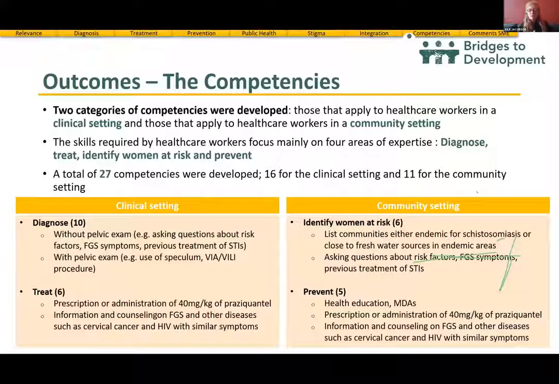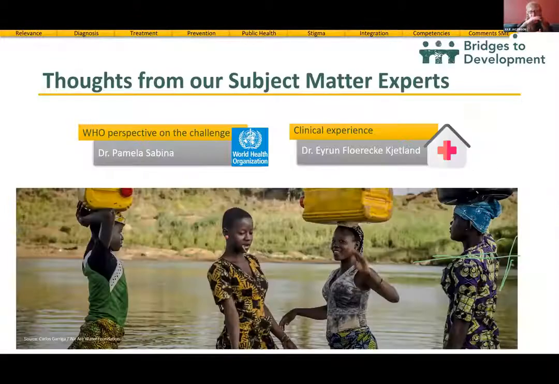So a total of, we had at one point, I can't remember how many, but a lot of competencies. We worked with these, put them into categories, simplified them, and ultimately ended up with 27 competencies. 10 of those fit into the area of diagnosis, 6 in treatment, 6 with identifying women at risk, and 5 around prevention. And these are the things that we hope at the end of this workshop you feel comfortable with all of these competencies and feel comfortable sharing those and helping your colleagues learn about those competencies as well.